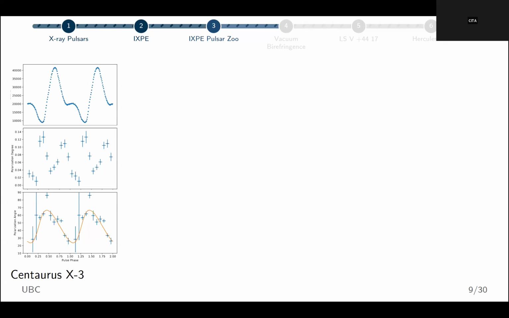Of course, the first light image of this telescope was Cassiopeia A. That was also the first light of Chandra, because it's the same guy, right? So here's Centaurus X-3. There are 100 dots here per period, and it's just repeated. You can see it's around 20,000. So 2 million photons, that's the round number that we're talking about to get interesting stuff out of it.